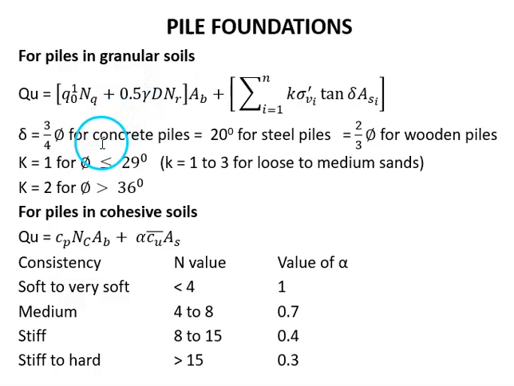So in case of granular soil, we have to take the delta value. Delta value is 3/4 of phi for concrete piles and 2/3 of phi for wooden piles. So here K is the earth pressure coefficient, which is equal to 1 for the phi value less than or equal to 29 degrees and equal to 2 for the phi value greater than 36 degrees. Generally we will be taking between 1 to 3 for loose to medium sands.